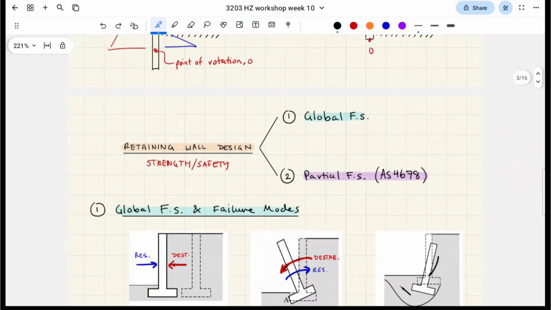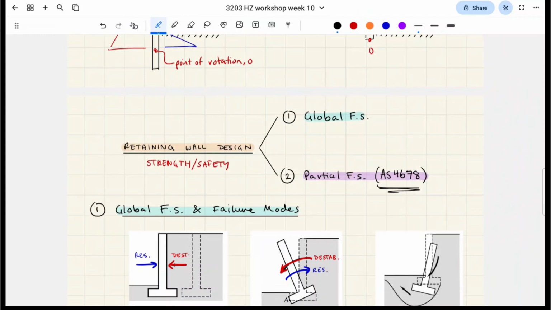Okay. So basically, there's two ways to solve retaining walls for strength design, right? So there's the global factor of safety method and the partial factor of safety method, which is actually the Australian code. So the Australian code, AS4678, whenever you see that in a question, that's an instant sign that you're going to be jumping to the partial factor of safety method.